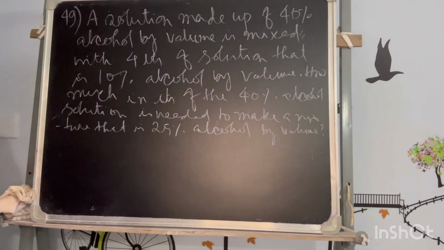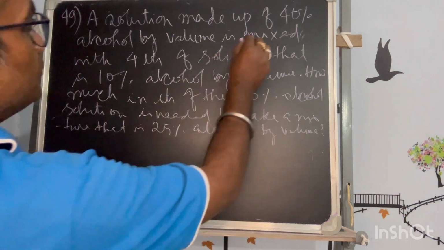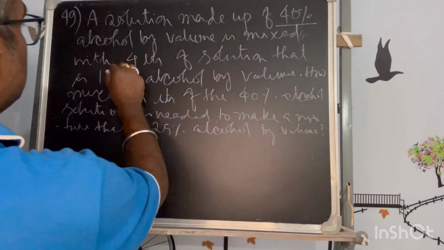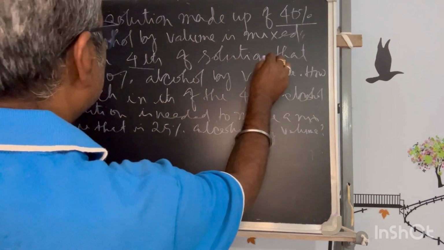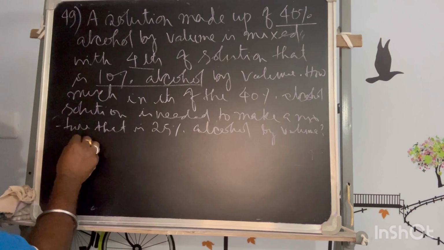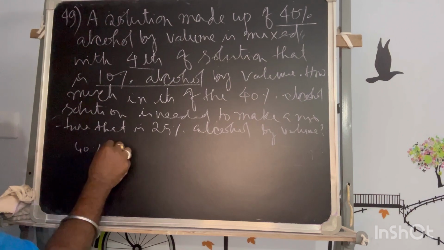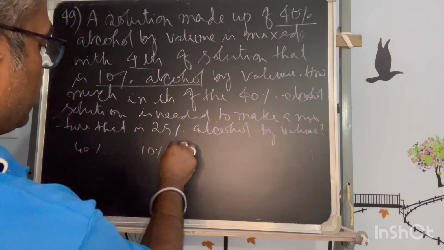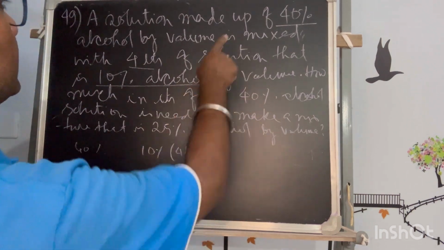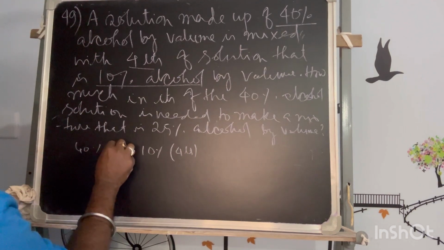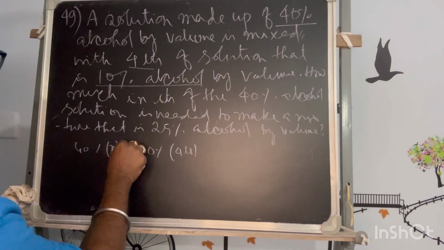Okay, so let me read it out again. A solution made up of 40% alcohol by volume is mixed with 4 liters of solution that is 10% alcohol. So two alcohol solutions, one of 40%, another of 10%. Of it, 4 liters we are mixing. Here we don't know how much of the 40% we are mixing. So let's say X liters we are mixing. So this we are adding.